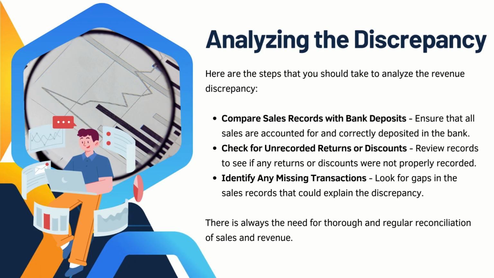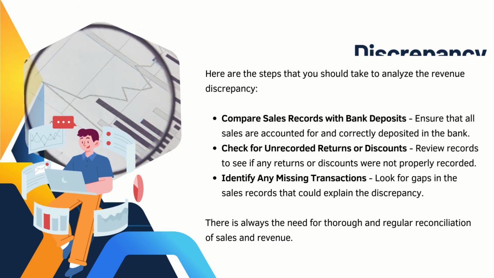Analyzing the discrepancy. Here are the steps that you should take to analyze the revenue discrepancy. Compare sales records with bank deposits. Ensure that all sales are accounted for and correctly deposited in the bank. Check for unrecorded returns or discounts. Review records to see if any returns or discounts were not properly recorded. Identify any missing transactions. Look for gaps in the sales records that could explain the discrepancy. There is always the need for thorough and regular reconciliation of sales and revenue.